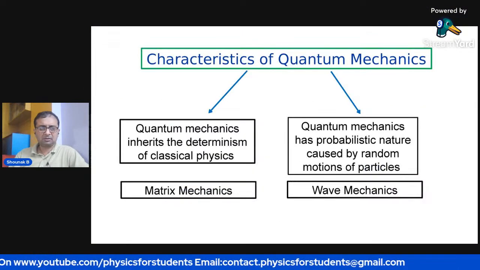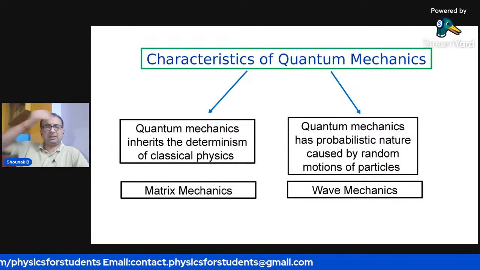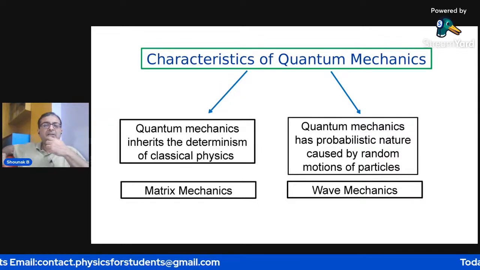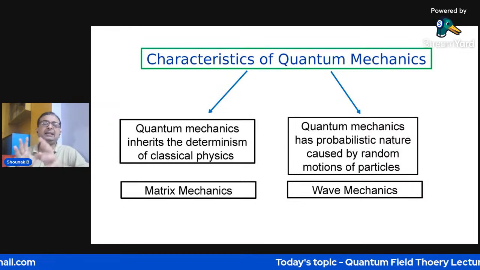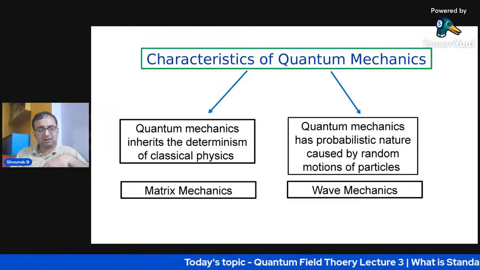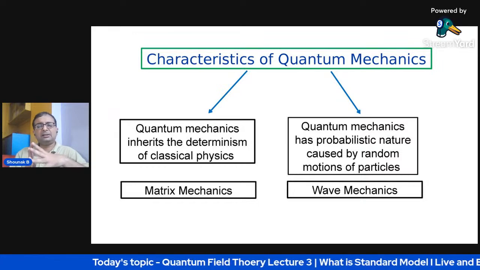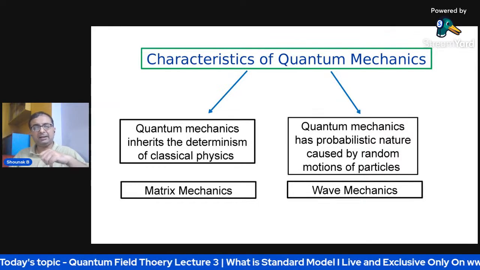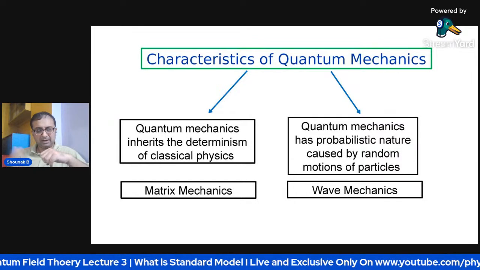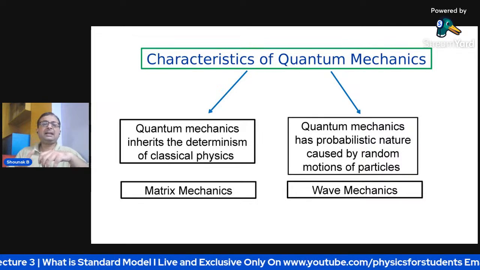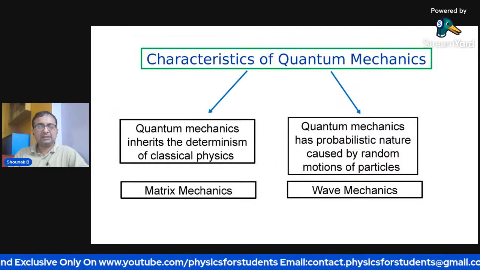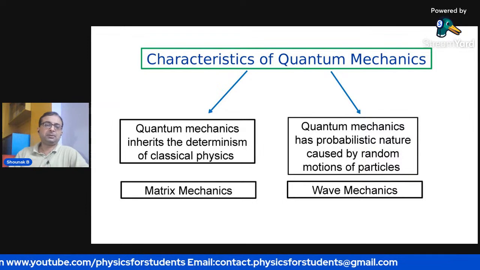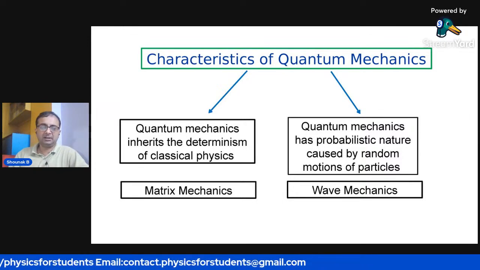Right. So here you can see that quantum mechanics now has two parts. One is that quantum mechanics inherits the deterministic idea of classical physics, and another is that quantum mechanics has a probabilistic idea of random motion of particles. If I take the deterministic part of classical physics, then it has matrix mechanics, where position, wavelength, all those things are quite clear and easily understood.